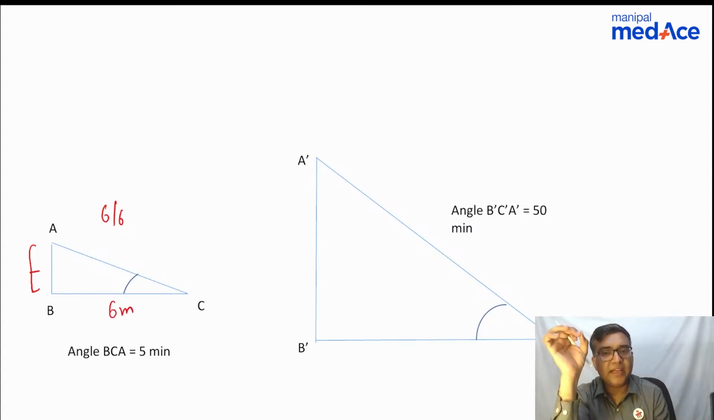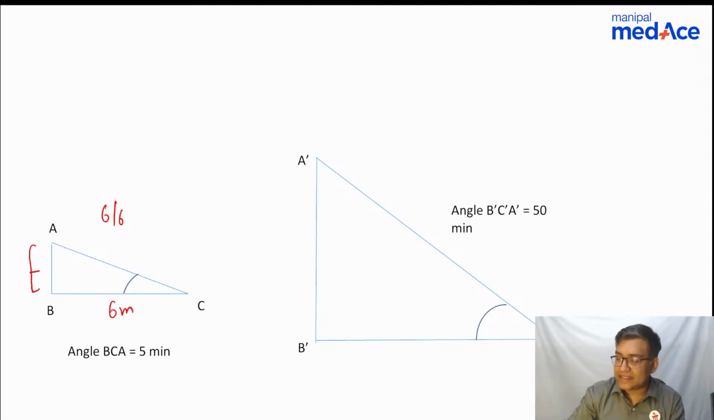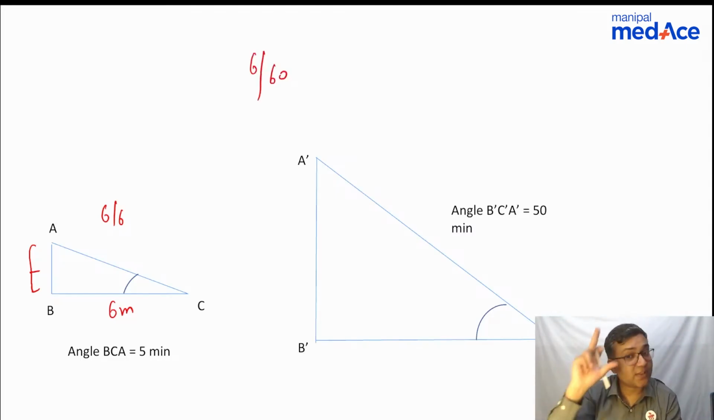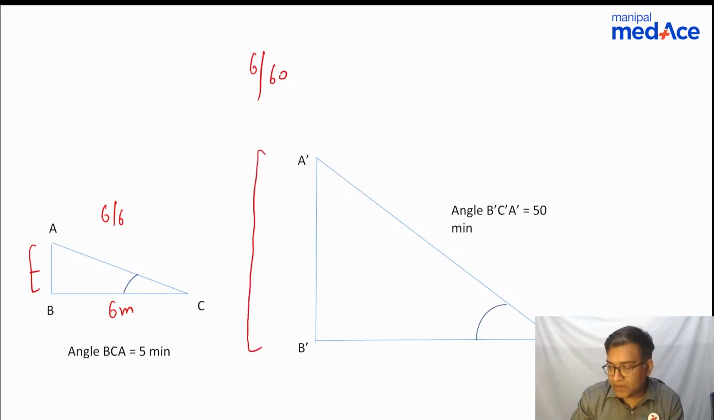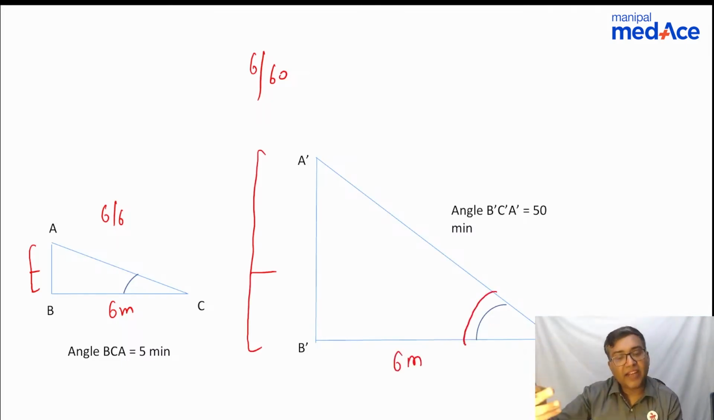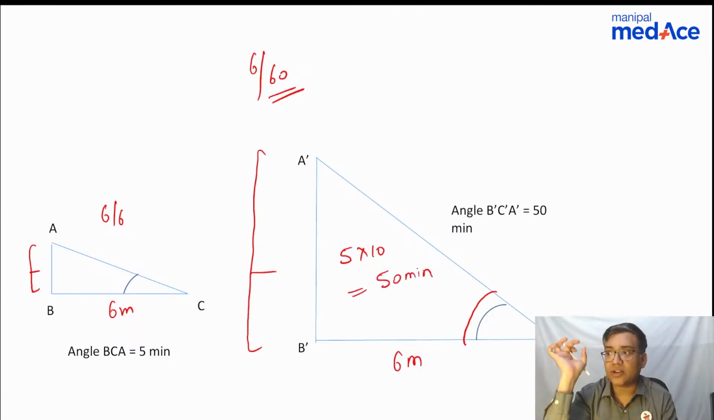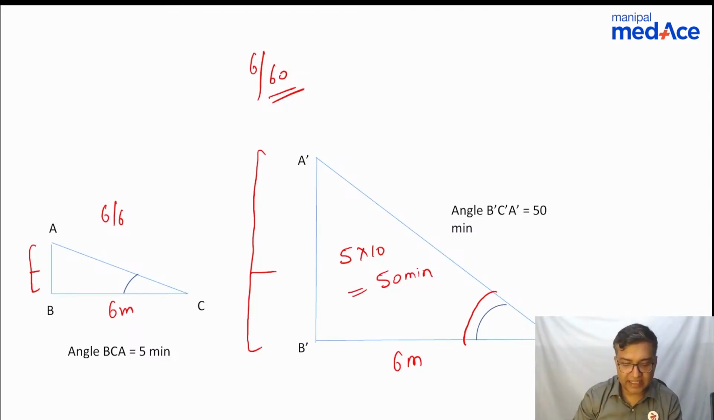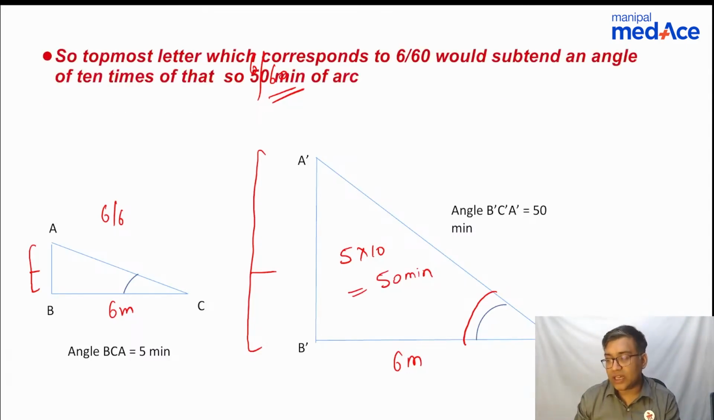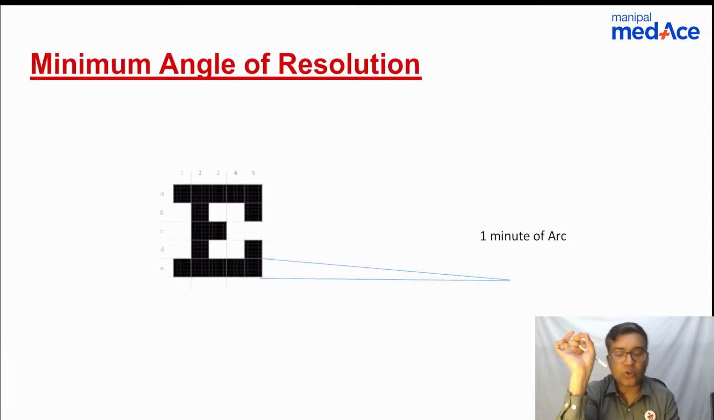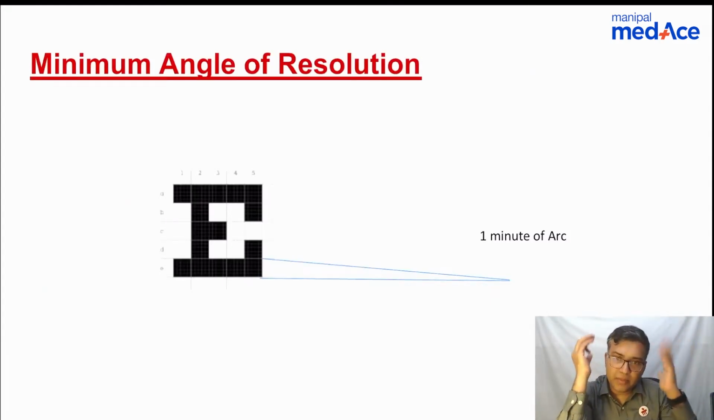Now if the question would have been, what is the angle subtended by the 6 by 60 letter? The 6 by 60 letter is a bigger letter. This was also a question. So for the bigger letter, this one E, if they ask what is the angle subtended at 6 meter, this angle would be 5 into 10 times. Remember this is 60 meter, 10 times the 6. So the angle would be 5 into 10 times, that is 50 minutes of arc. This is how you can do the questions related to the Snellen's chart. And one more question that I've asked before is, what is the minimum angle of resolution?